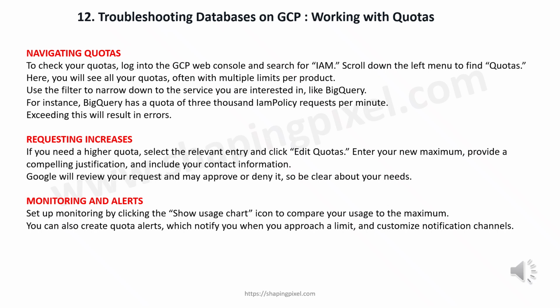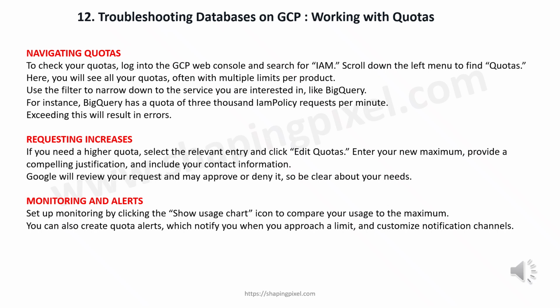Here, you will see all your quotas, often with multiple limits per product. Use the filter to narrow down to the service you are interested in, like BigQuery. For instance, BigQuery has a quota of 3,000 IAM policy requests per minute. Exceeding this will result in errors.